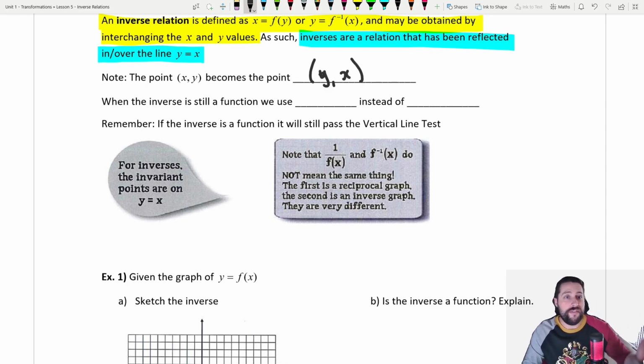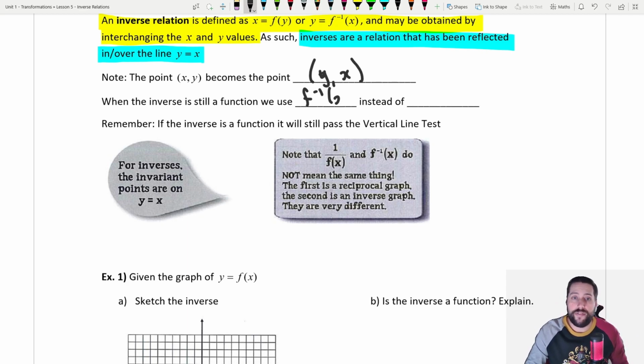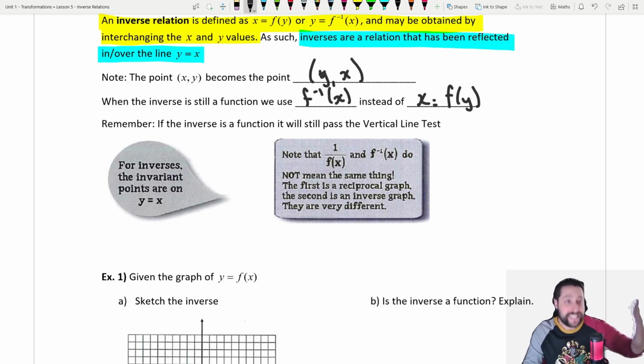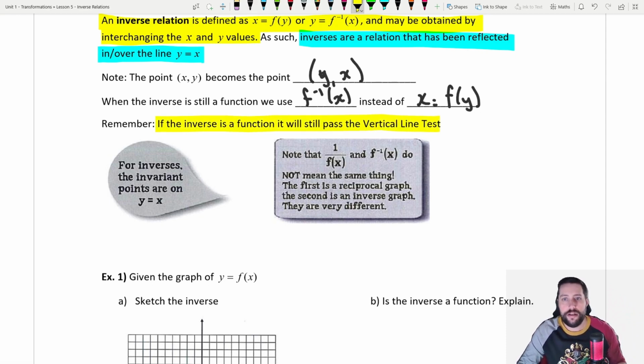When the inverse is still a function, we use f of -1 of x instead of x is equal to f of y. So when the inverse is still a function, that's what we have to remember. If it's still a function, it's f of -1 of x, and we don't use x is equal to f of y. So remember, if the inverse is a function, it will still pass the vertical line test. If it doesn't, it's not a function.